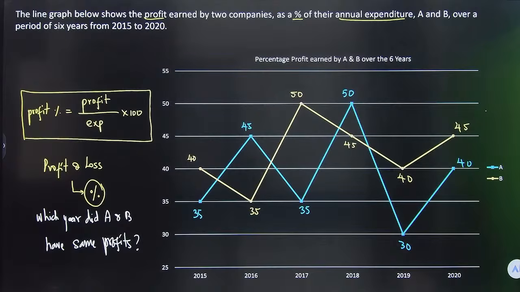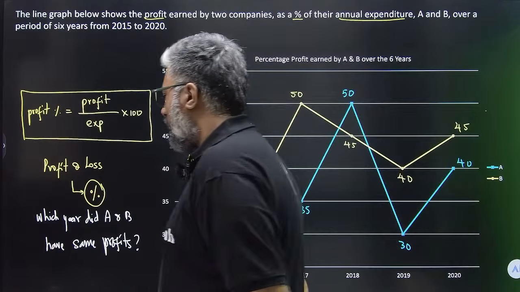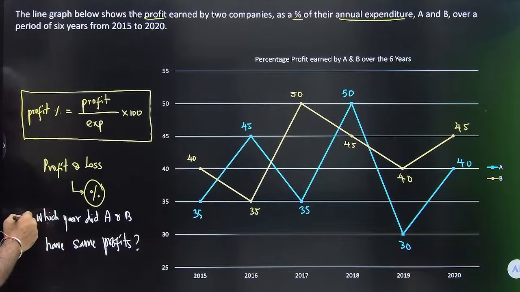Which year did they have the same profits, guys? None of the years? Are you saying none of the years? None of the years A and B had the same profit? Okay, hold that thought. Let me give you one more question.